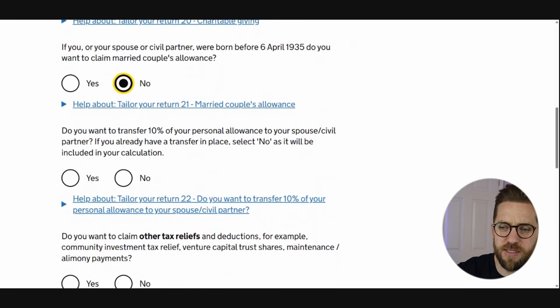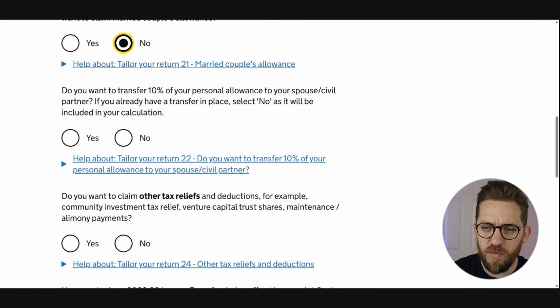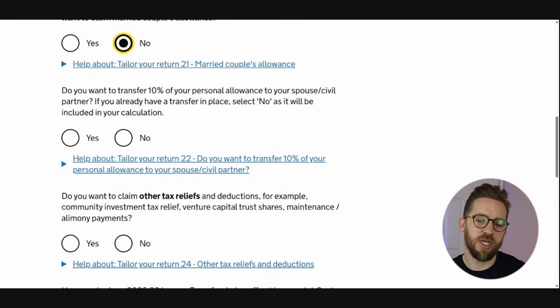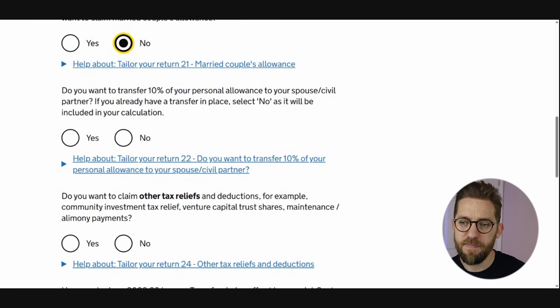Do you want to transfer 10% of your personal allowance? This is the more modern version of married couples allowance. You used to get additional allowances if you were a married couple. Now the way it works is potentially you can transfer some of your personal allowance to your spouse or civil partner if it benefits you as a couple. So you'd have to sit down and look at your personal circumstances.